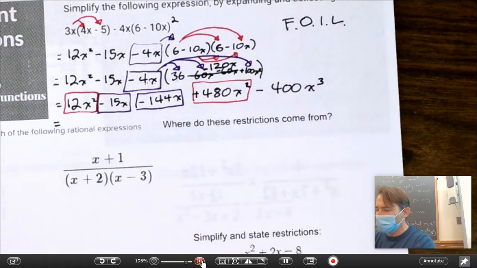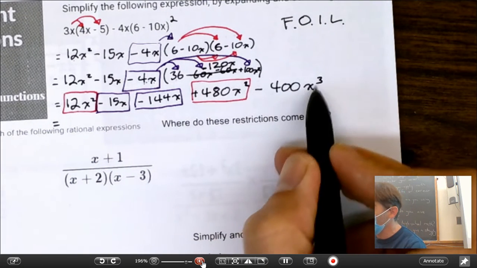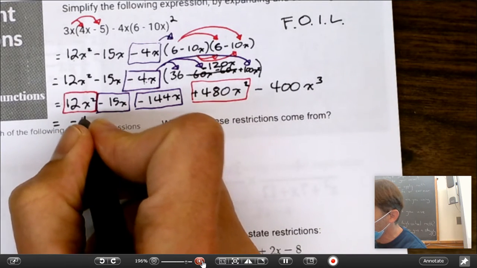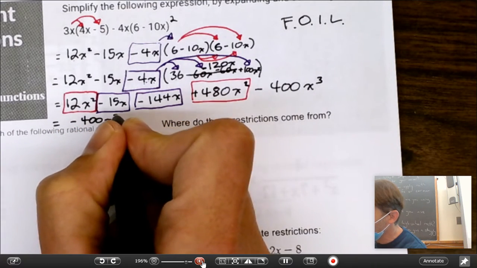I can also write these in any order that I like, because it doesn't matter what order I add things and subtract things, so long as the signs follow those terms. The signs follow the terms, then everything is fine. So I'm going to write this one first because it has the highest degree of x. So I would say this is equal to negative 400 x cubed.